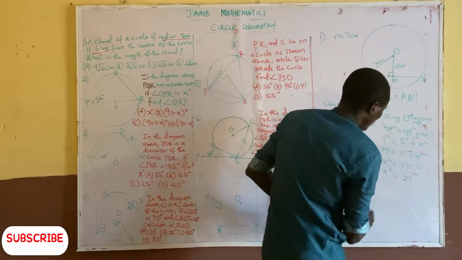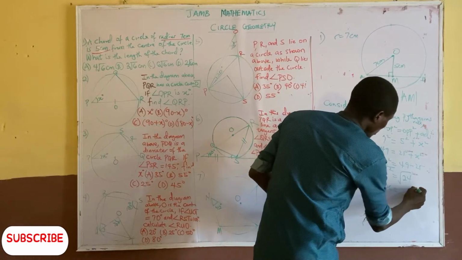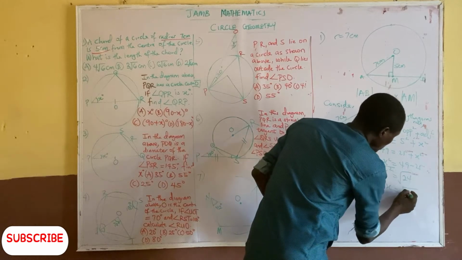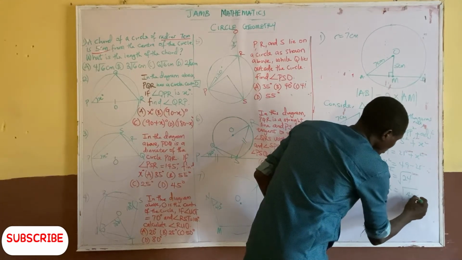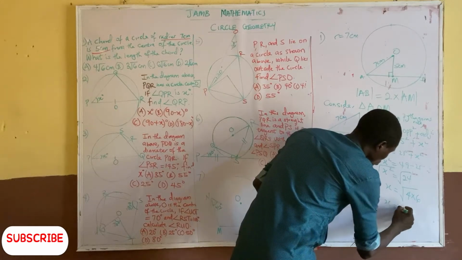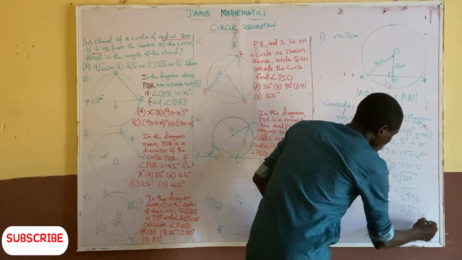Taking the square root of both sides, x is equal to... You can write this one in short form. This is 4 times 6, and the square root of 4 here is 2. So s is equal to 2 root 6. So s is 2 root 6 centimeter.